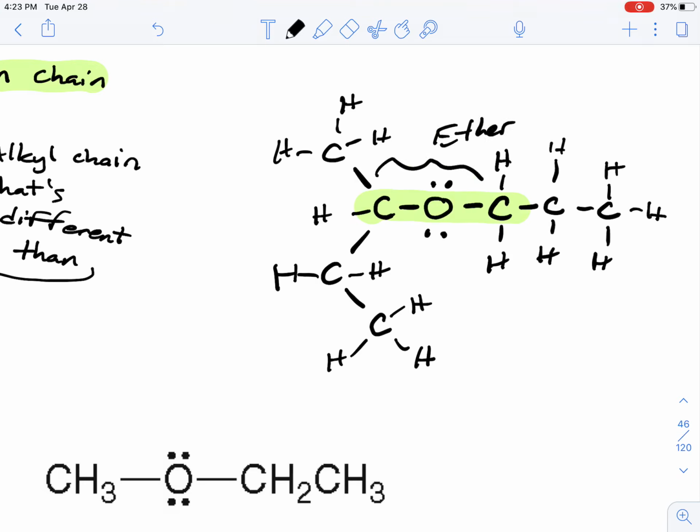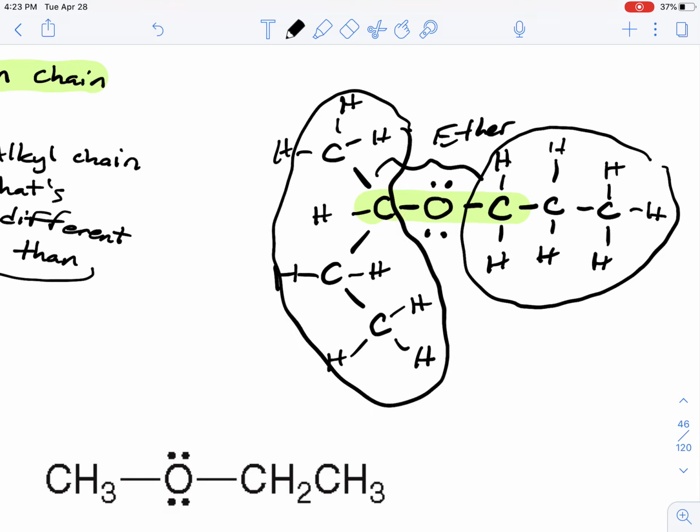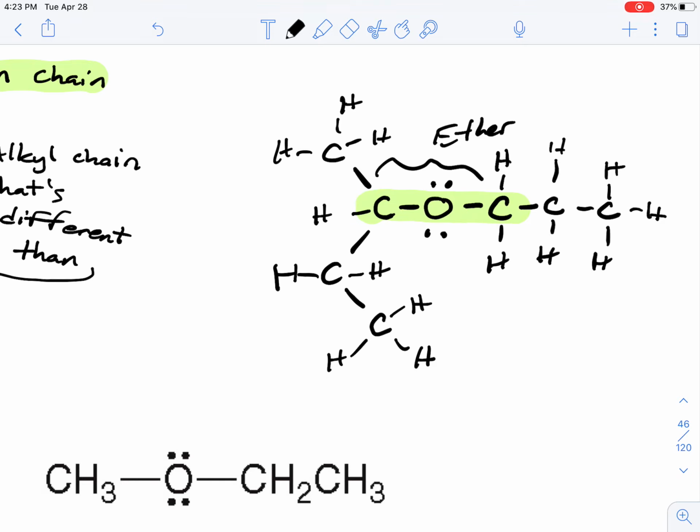Okay. And so it doesn't really matter if everything to the right of that carbon is a different or the same alkyl chain as the one on the left. So we can just say that this is R prime, this is R. What matters is that we're able to identify that there is an ether in our organic compound.